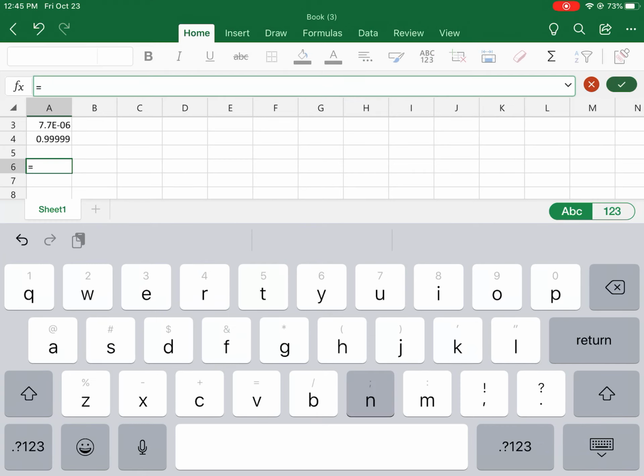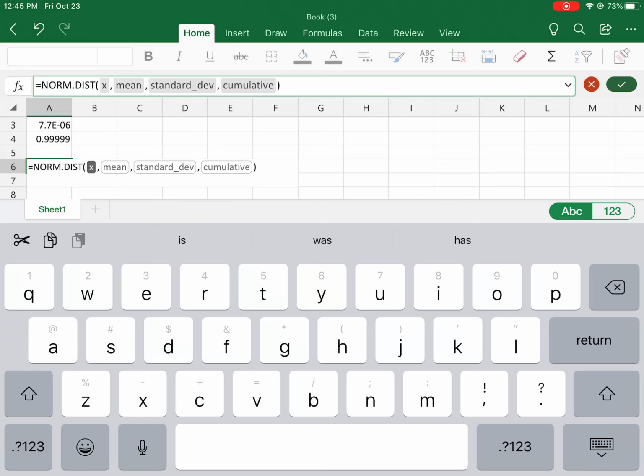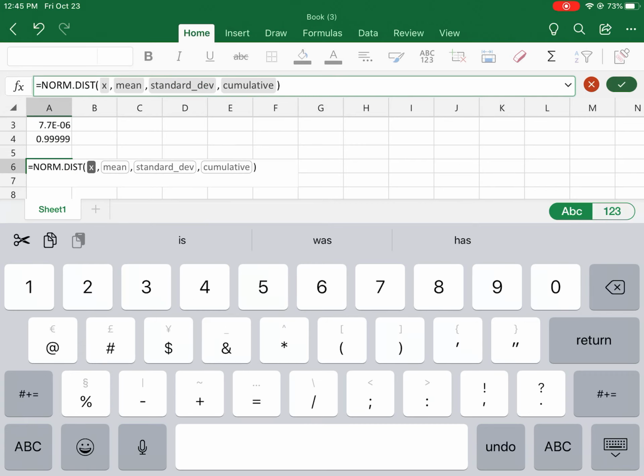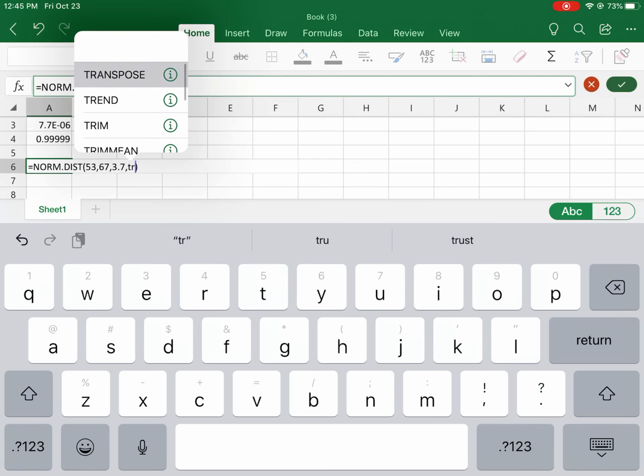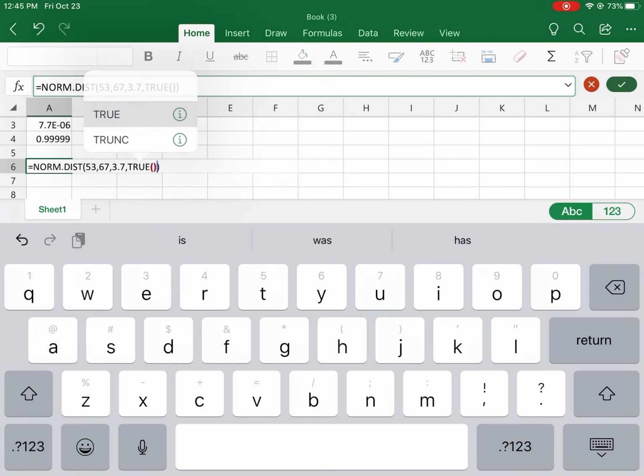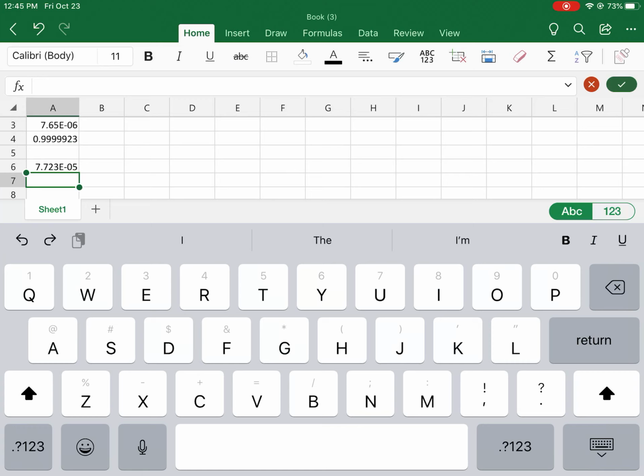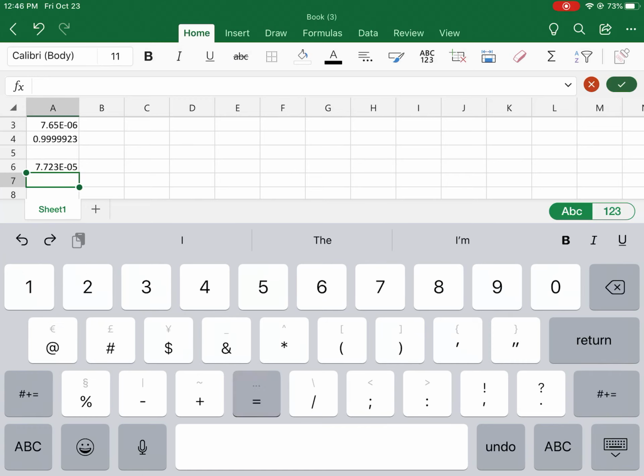Okay, so again, let's go ahead and go over here. I'm going to plug that in. So I have my norm distribution. Let's just start with the smaller one. So I have 53. Again, 67, the standard deviation is 3.7, and it's true. And then I hit enter. Okay, so I have that answer here.